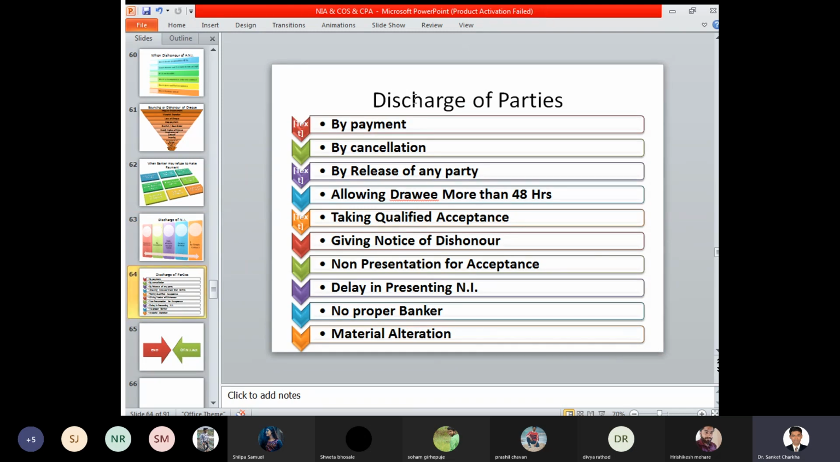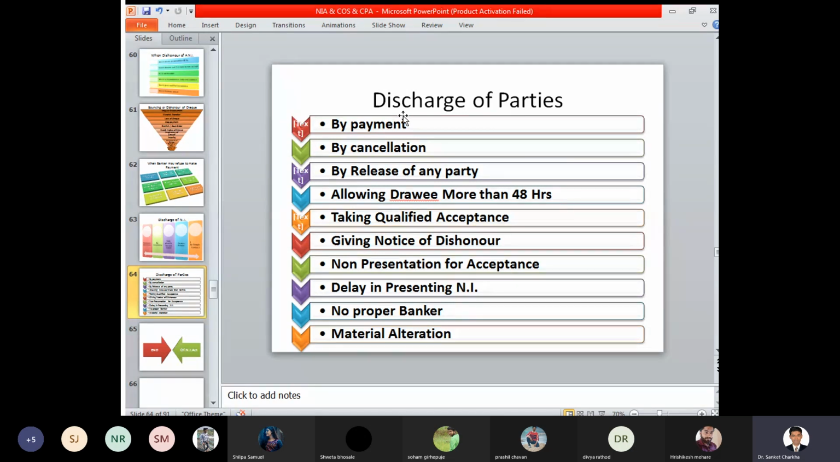Now the discharge of individual parties. How does their liability get discharged? First, by payment. If the drawer and drawee receive the payment and make the payment to the respective interested parties, then accordingly we can say that the discharge of parties comes into existence. The person who has prepared the instrument makes the payment, and the person who has received the instrument receives the particular payment. Then accordingly, by the payment terms and conditions, the parties to the contract get discharged.